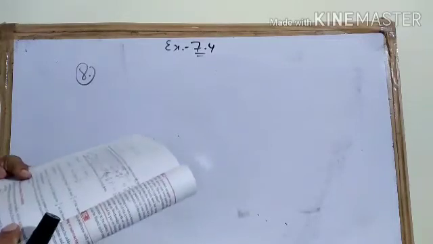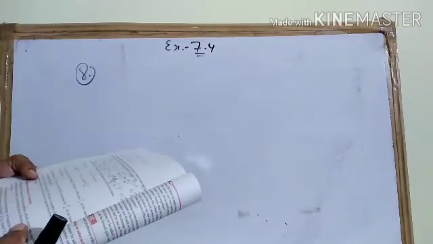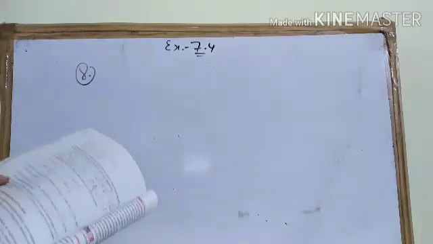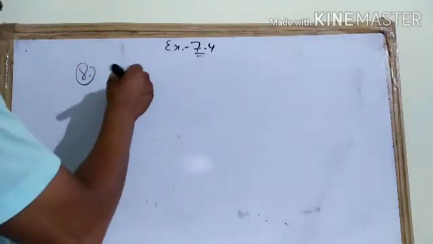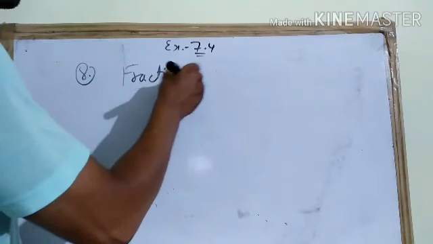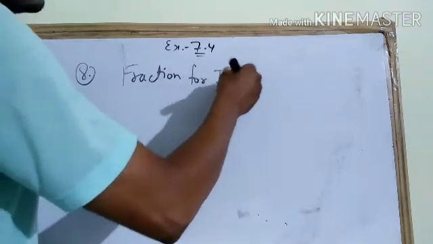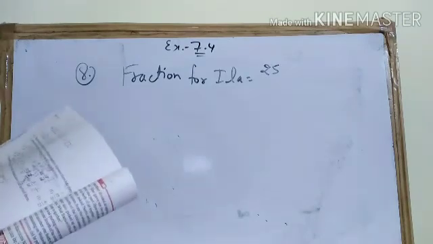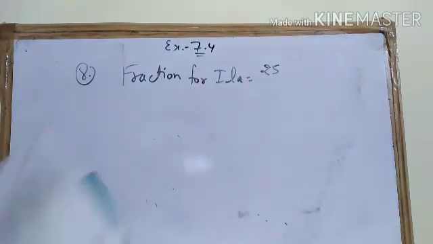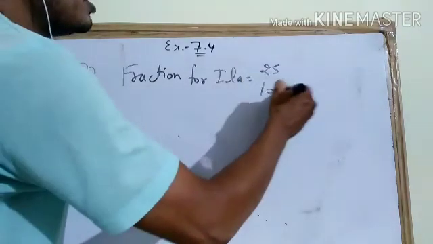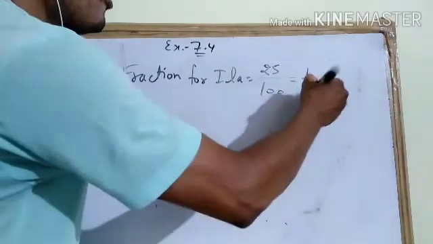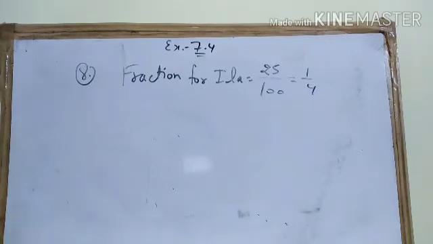Here we have question number 8 students. Ela read 25 pages of a book containing 100 pages. It means fraction for Ela is equal to 25 pages she has read and there are total 100 pages, so we get 25 by 100, and these both are divisible by 25, we get 1 by 4.